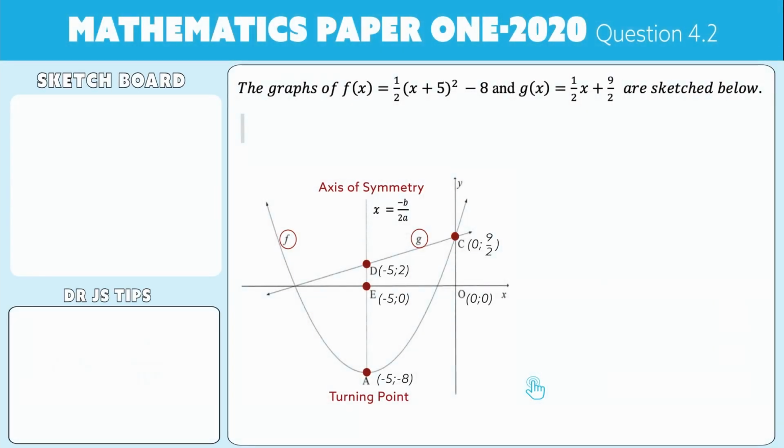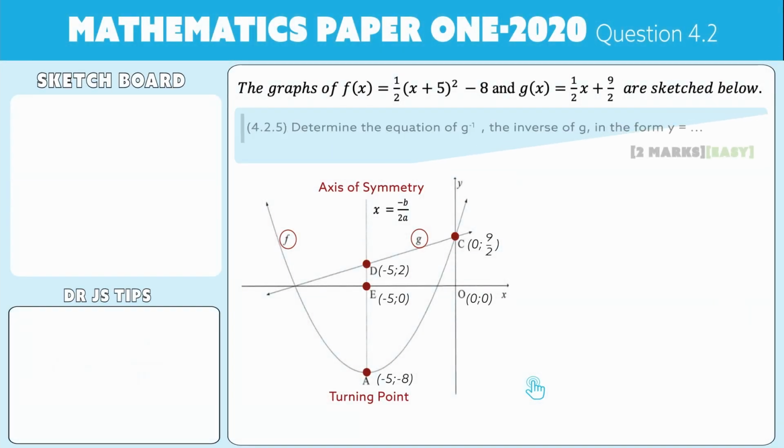Okay, we've reached question 4.2.5 for 2 marks. We are asked to do the following. We're supposed to find the g minus 1. Now remember, what does that mean, folks? Let's put it into your sketchboard.